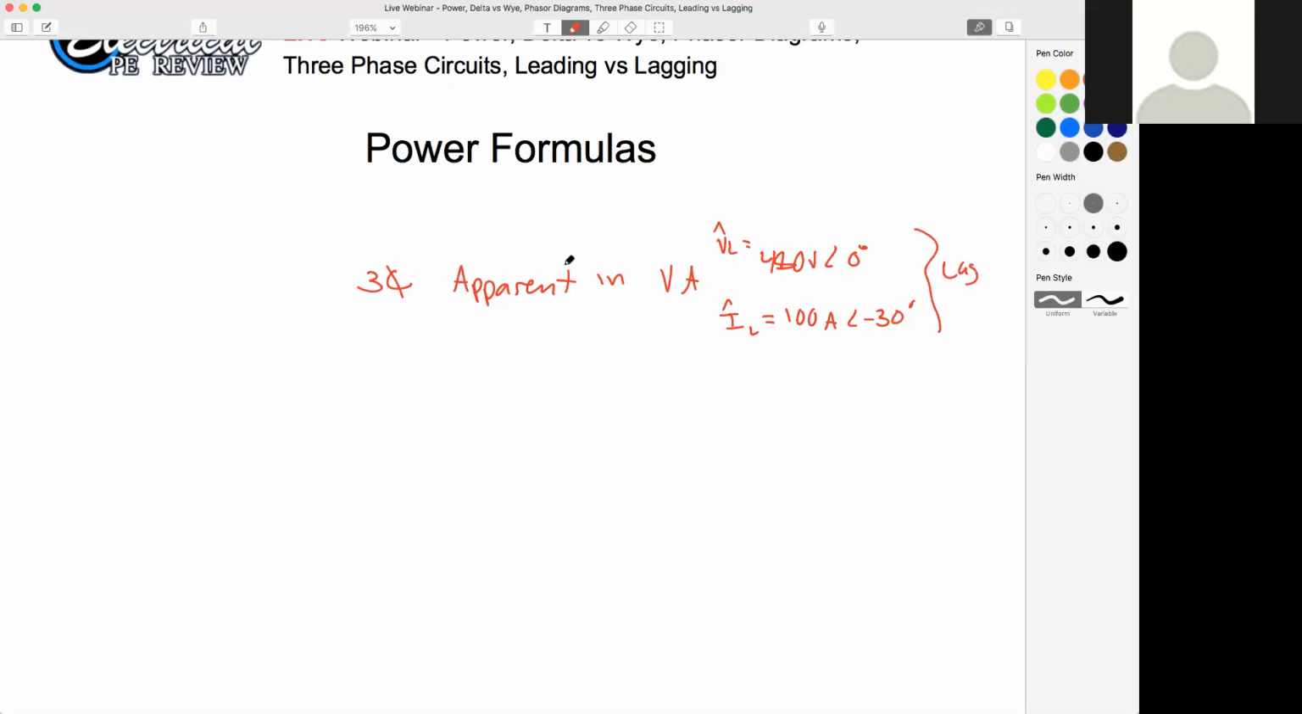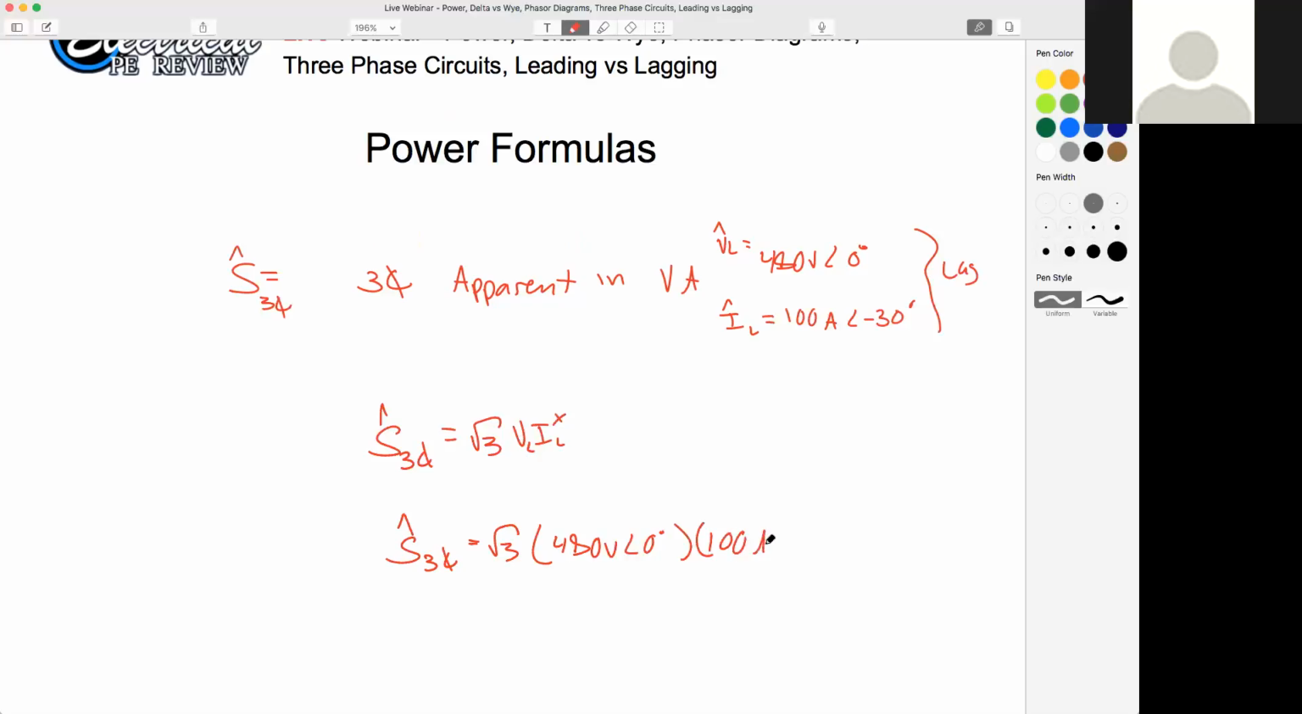So if I was asked, find the three-phase apparent power in volt amps, of course, we know that's our S three-phase. If I was asked this on the PE exam, what would be wrong with doing it this way? Would this be correct or would this be incorrect? So can I say my three-phase apparent power, I know it's going to be the square root of 3 times V I conjugate. So I'm going to carry it out and say my three-phase apparent power is the square root of 3 times, I know I need my line voltage and my line current. So I'm just going to put 480 volts at 0 degrees times 100 amps at negative 30 degrees.